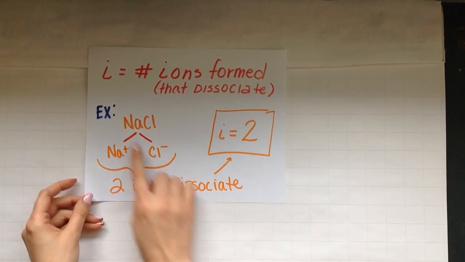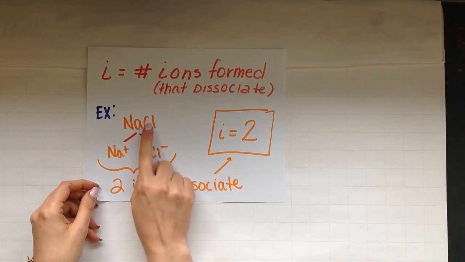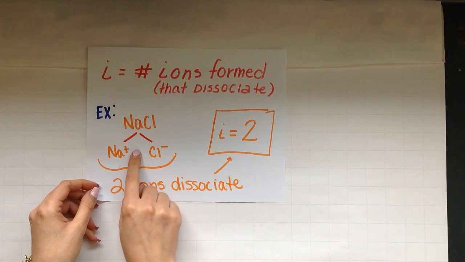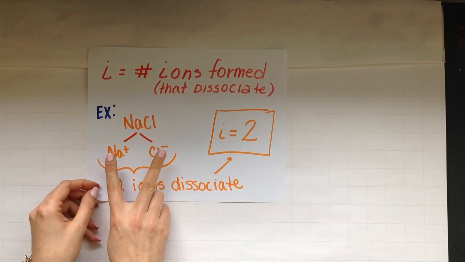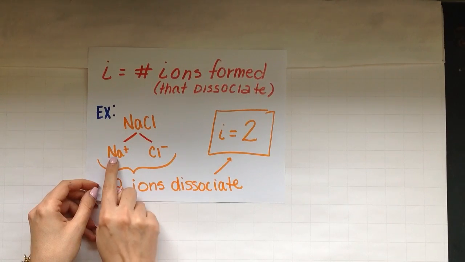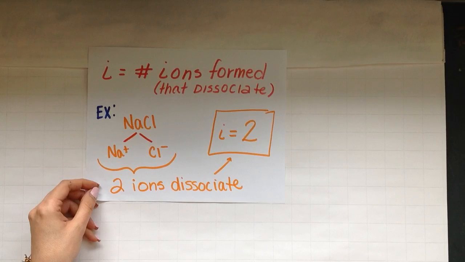Okay. Here's an example. Here is my solute, NaCl. It breaks into Na+ and Cl- when I throw it into water, right? It dissociates into how many ions? 2. So therefore the i value is 2. 1, 2 ions.